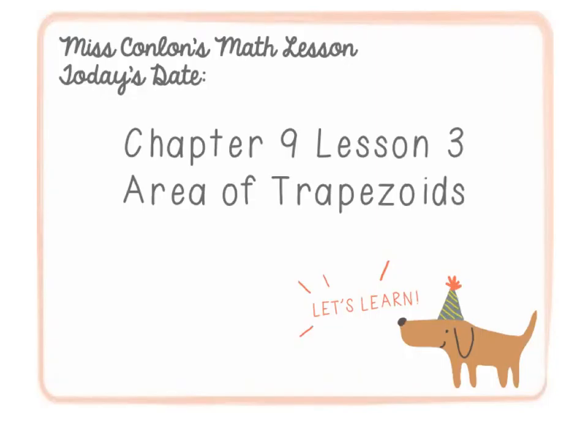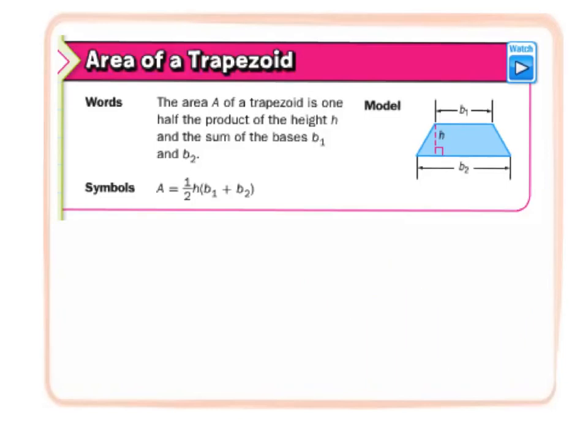Today's lesson is Chapter 9, Lesson 3, Area of Trapezoids. In our previous two lessons we learned about the area of a parallelogram and the area of a triangle, and we learned two formulas for each of those. Today we're going to add another one, the area of a trapezoid.